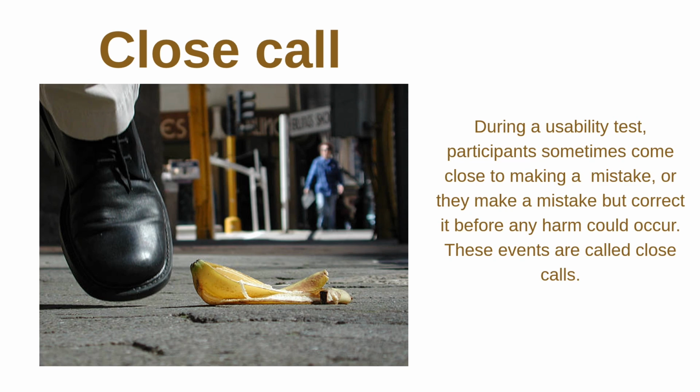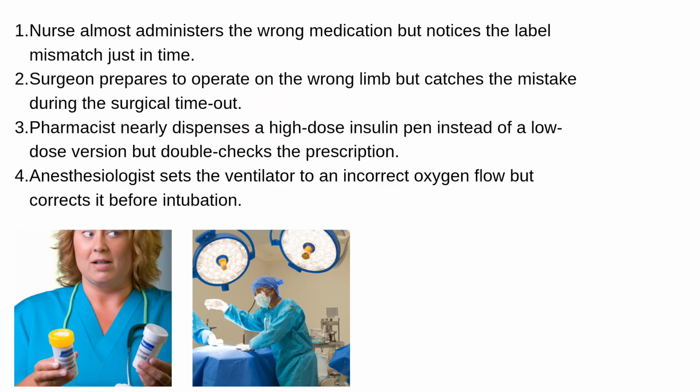And now we will see about close calls. What is a close call? During a usability test, participants sometimes come close to making a mistake, or they make a mistake but correct it before any harm could occur. This we call a close call. Something that is not supposed to happen is about to happen, but it is prevented. So that we call a close call. For example, a nurse almost administers the wrong medication but notices the label mismatch just in time.